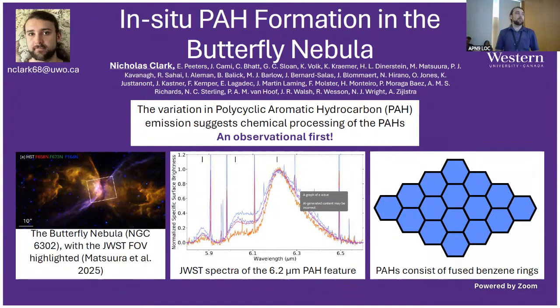PAHs, or polycyclic aromatic hydrocarbons, as the diagram over to the right shows, consist of fused benzene rings. They emit very strongly in the infrared, so they're perfect for viewing with JWST. When we looked all around the Butterfly Nebula, we found there was significant variation in the emission characteristics of the PAHs. This indicates there's actually processing of the PAHs occurring within this object, which is the first time we've ever seen such a phenomenon.